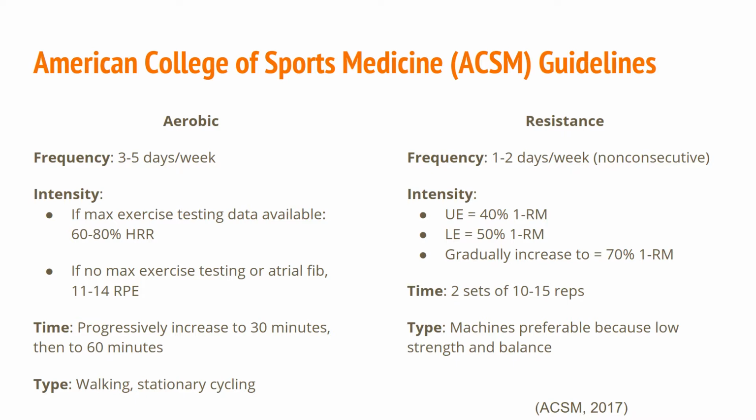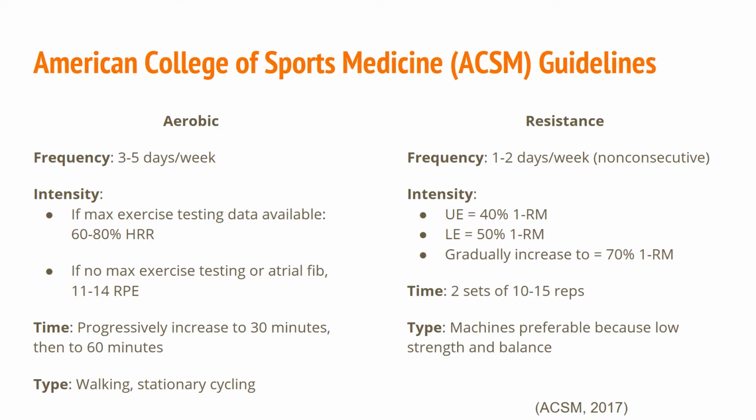The next few slides just include an overview of the American College of Sports Medicine guidelines for exercise for patients with heart failure. For aerobic guidelines, the frequency should be 3 to 5 days a week, using either heart rate reserve or RPE as a gauge for intensity. If you have max exercise testing data, you should exercise them at 60 to 80% of their heart rate reserve. If you do not, or if they have atrial fibrillation, they should be reporting between 11 and 14 RPE. For time, you want to progressively increase to 30 minutes and then up to 60 minutes as the patient tolerates.